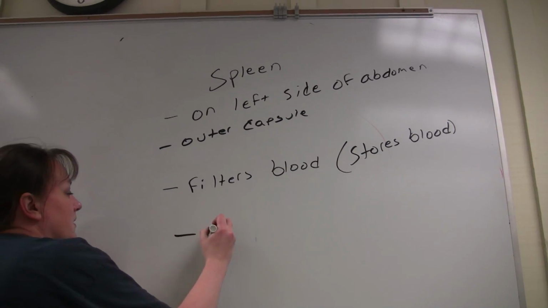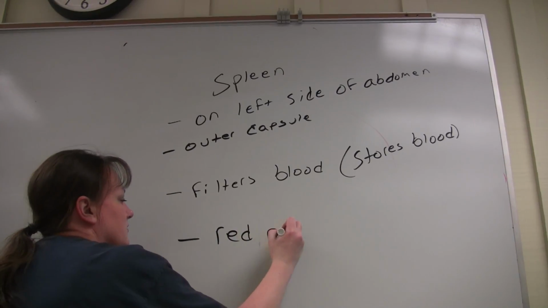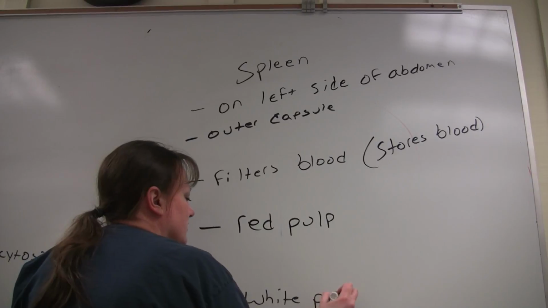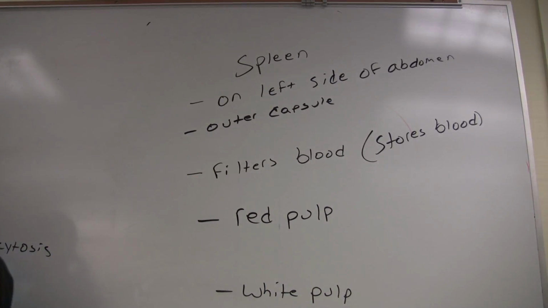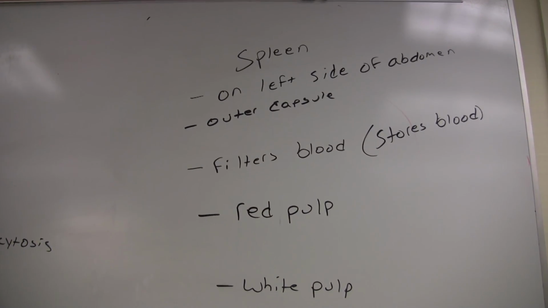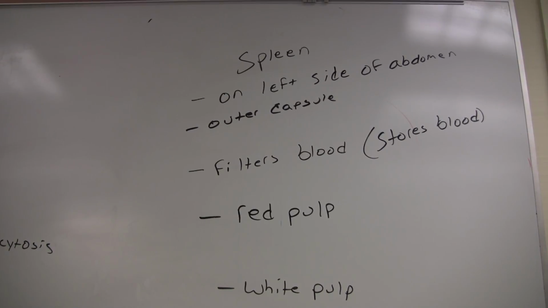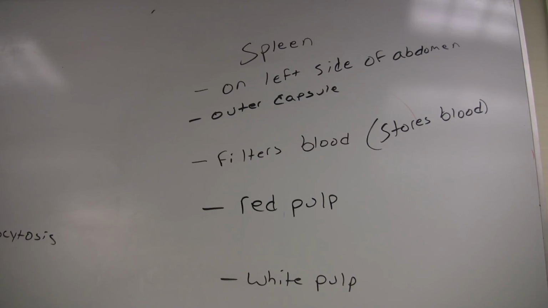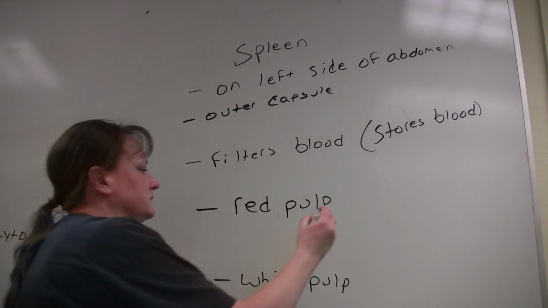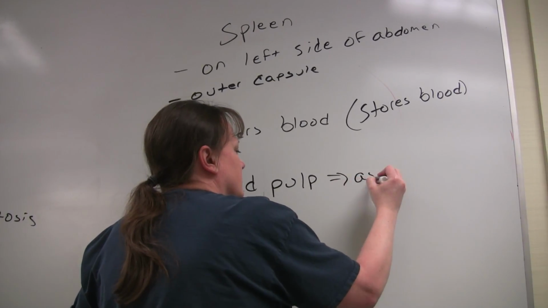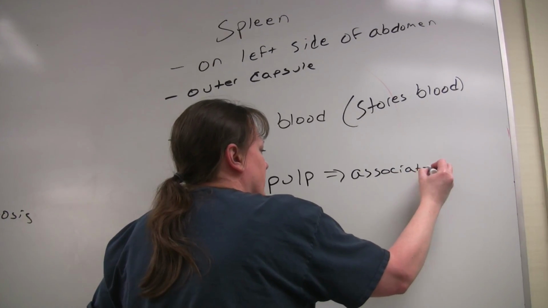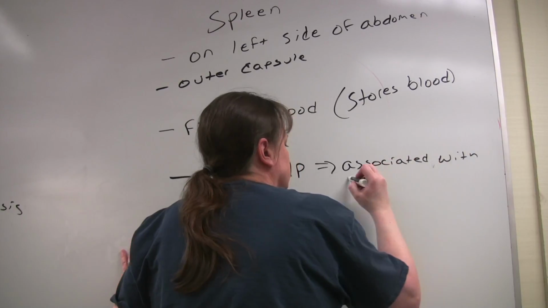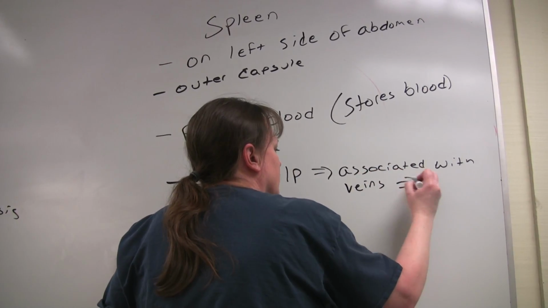Okay. Next part of the question wants us to distinguish between red pulp and white pulp in the spleen. That's something that we'll do in lab too. If you were to look at a tissue sample of the spleen under the microscope, you're going to see red pulp and white pulp. So what is red pulp? Holds red blood cells. Yep. I believe your book says it's associated with veins. So in other words, that's where we're going to have lots of blood.